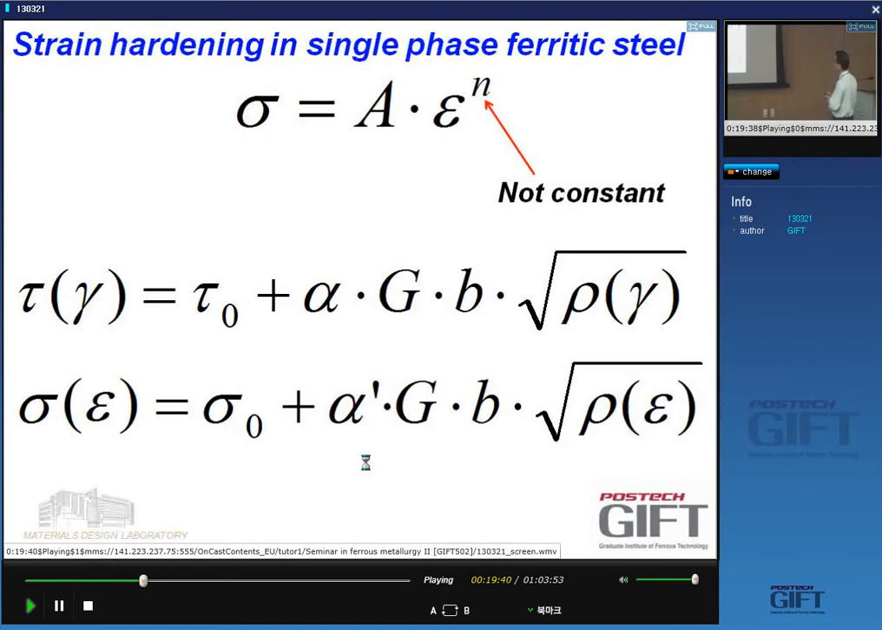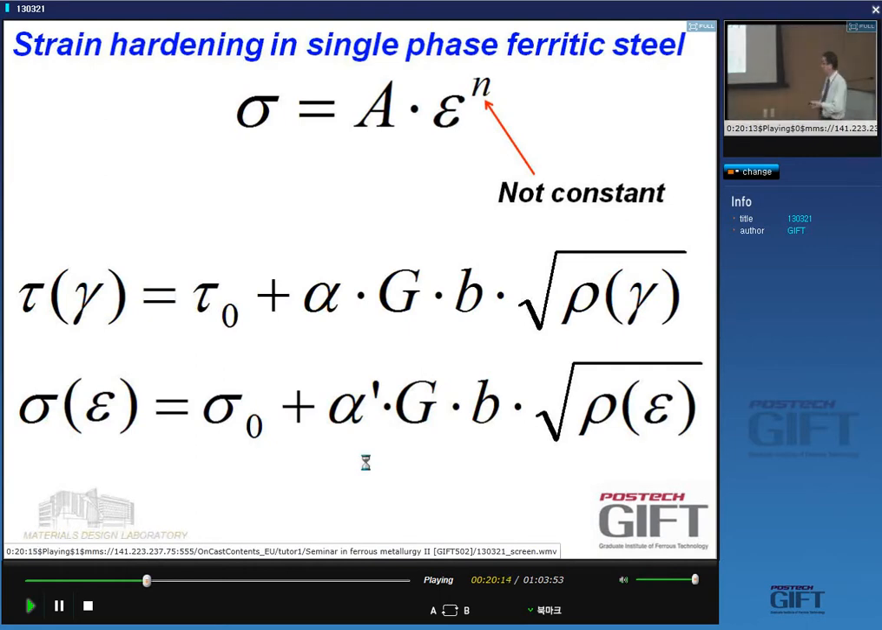the relation between stress and strain, yes, you have to use this equation, which relates two versions of the same equation. We'll use the tensile stress strain equation. We know that the equation of the tensile curve is given by this. It depends on the square root of the dislocation density.